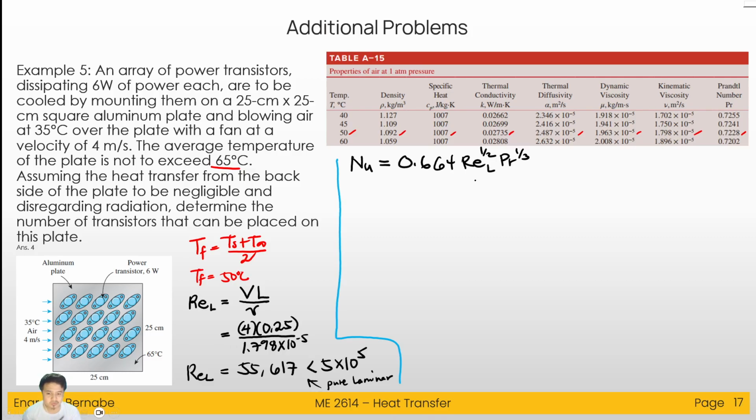So we need to solve for the Prandtl number. Actually, we already have a value for the Prandtl number, so we need to find the h. We can equate this with hL over k, which is basically just the Nusselt number. So h here is equal to k over L, times 0.664 Re to the 1/2, Pr raised to 1/3.